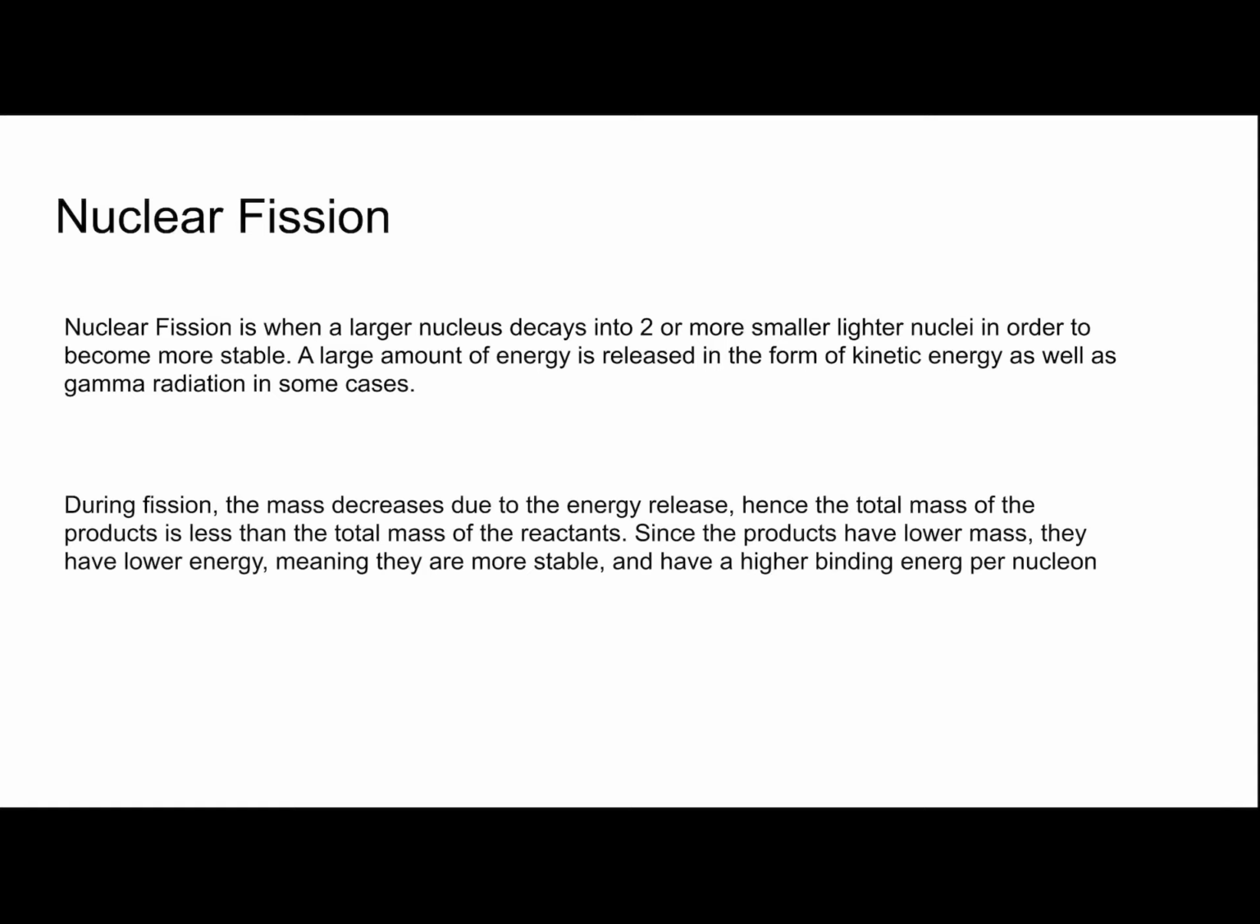Okay, that's very key. Higher binding energy per nucleon means more stable. Not total binding energy, that is wrong. It's binding energy per nucleon. And so here's an example of fission. Here we see that a bigger nucleus is decaying into the barium and the krypton nuclei. In this case, energy is released. This is a very popular example of a fission reaction.